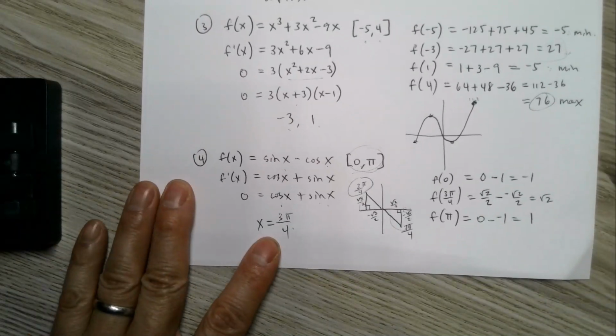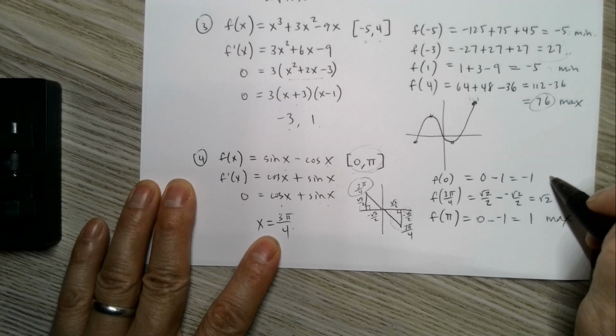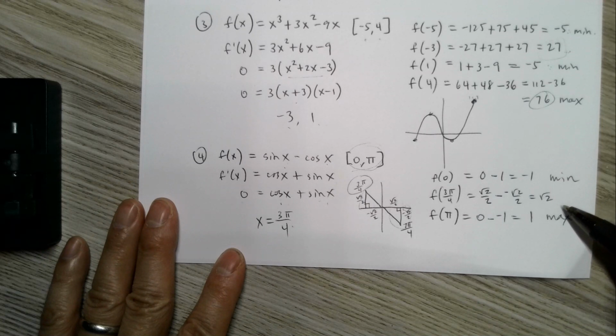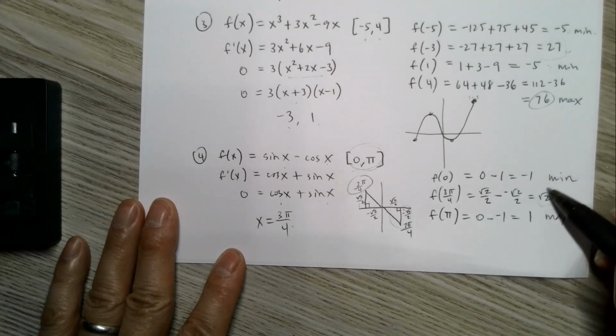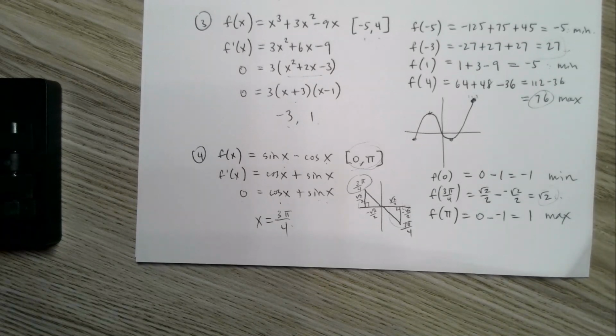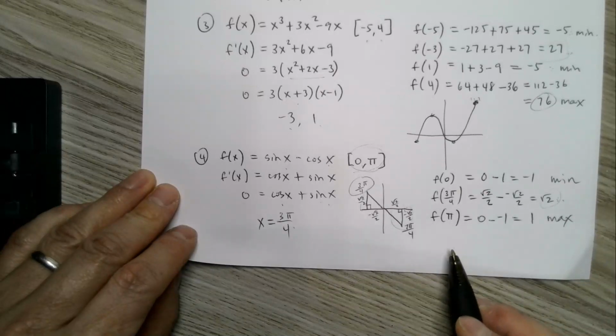So I have an absolute max here, an absolute min here, and not sure about that. It can't be a max or a min, because then I would need another max or a min. So this might be, it might be an inflection point, but that's for another video.